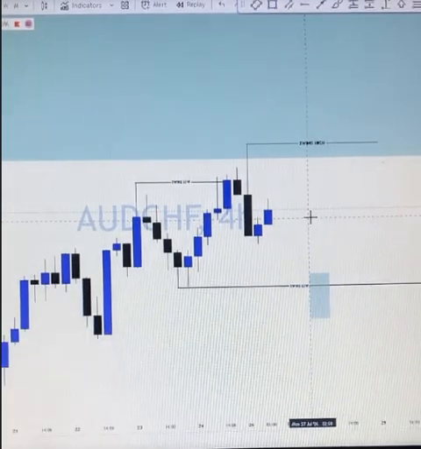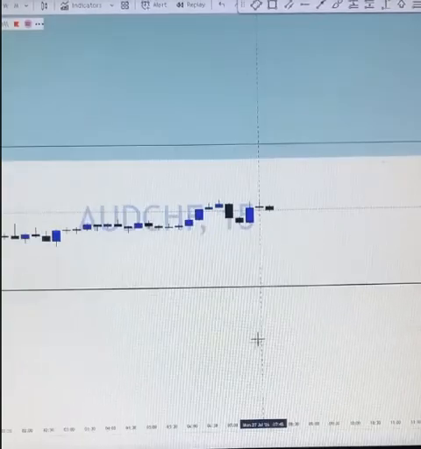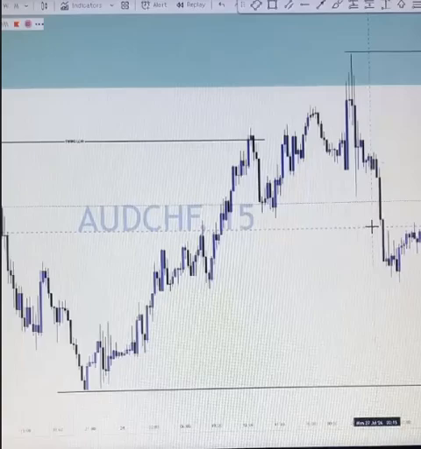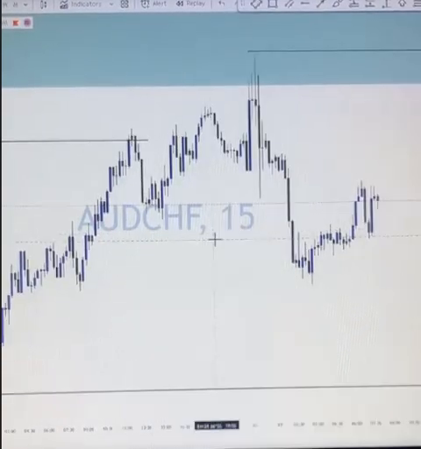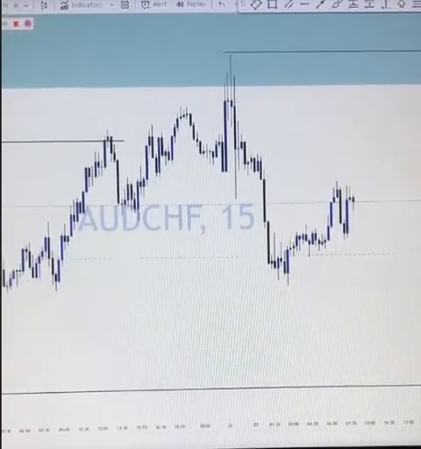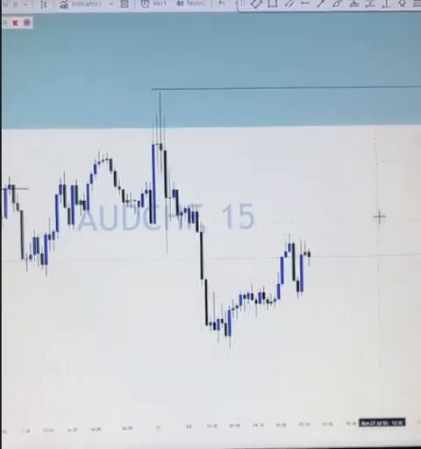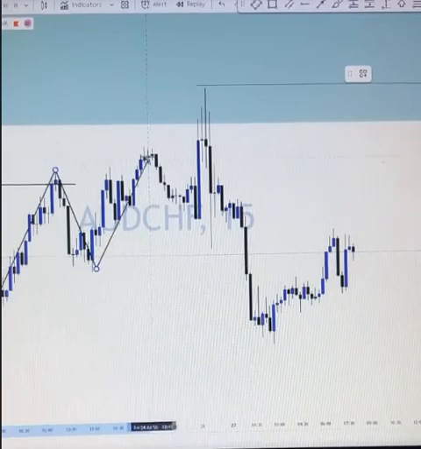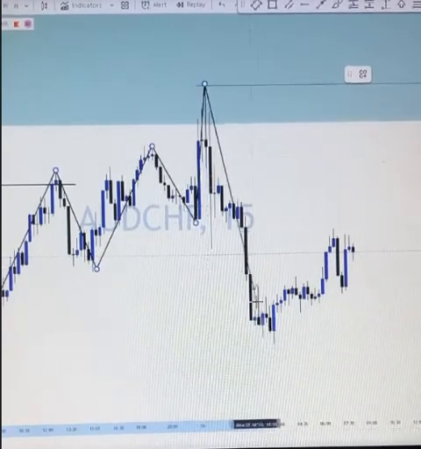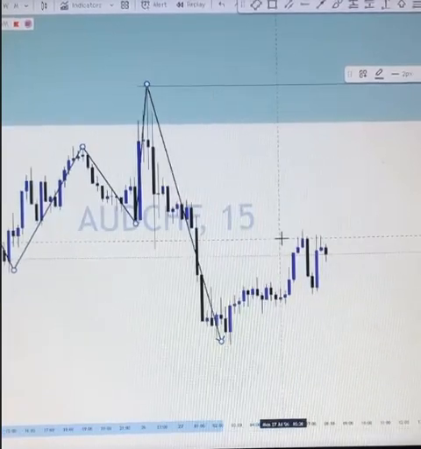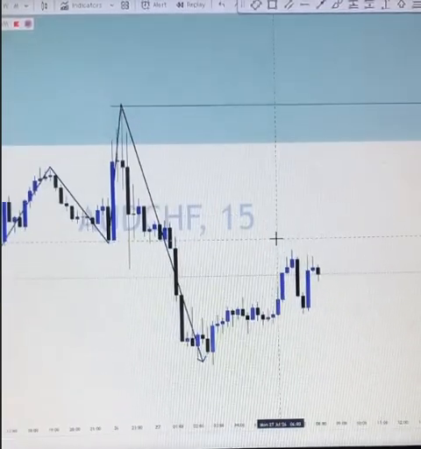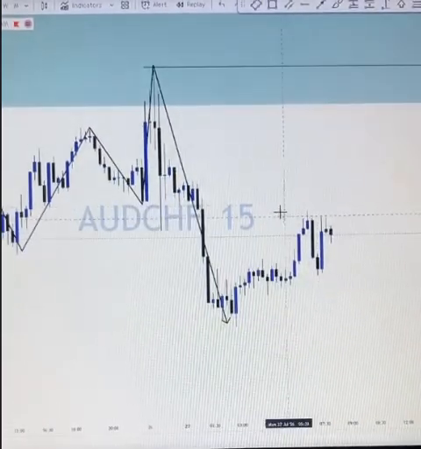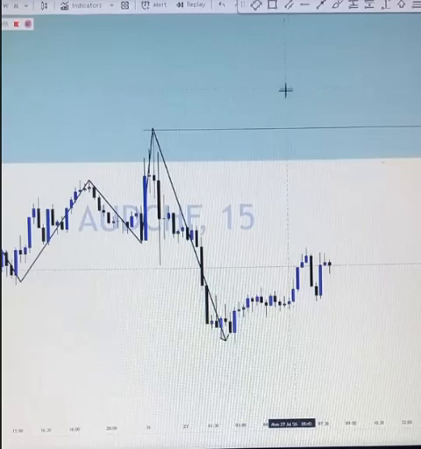But on 15 minutes, let's drop to 15 minutes. Guys, what do you see here on 15 minutes? Are you seeing anything here? Market structure shifts right here on 15 minutes. This is the shift. Now, this is number 1 confirmation. But listen, this is a low probability setup, but it is number 1 confirmation.